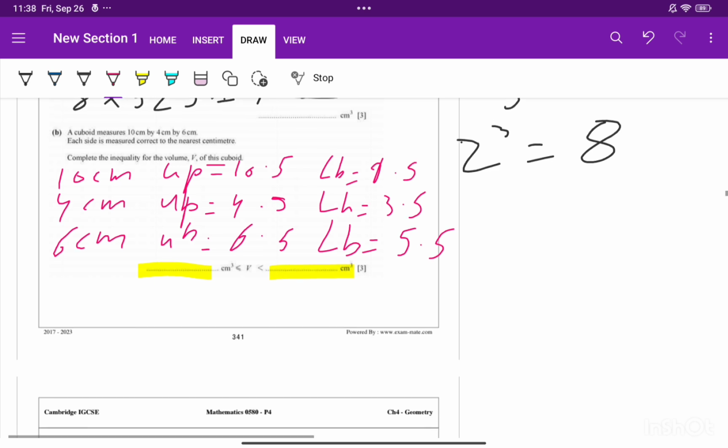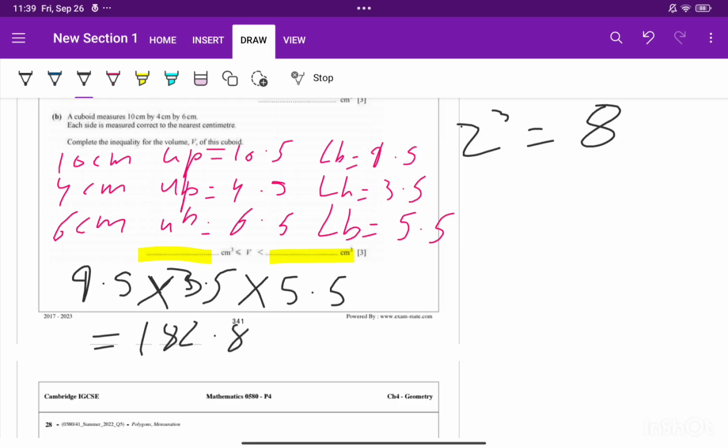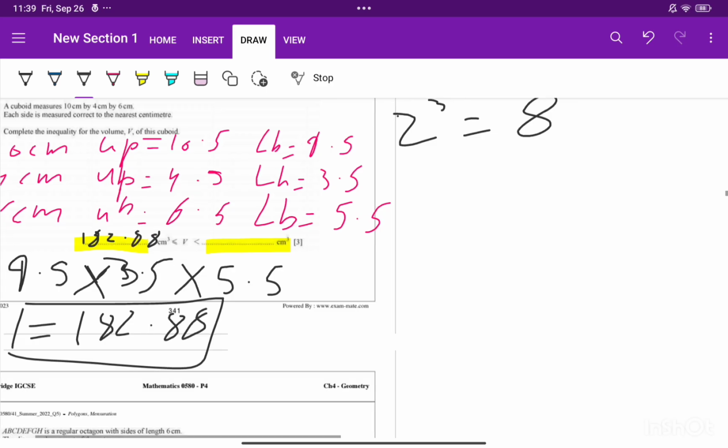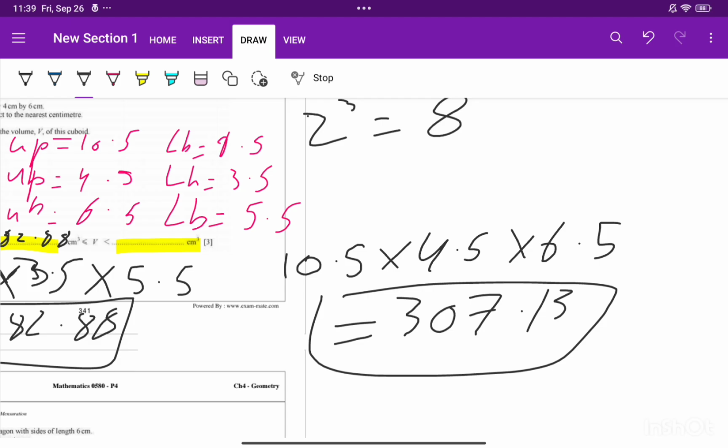Okay, so this is easy. To find the upper bound, we will multiply all the upper bound values, and to find the lower bound we will multiply all the lower bound values. So this means 9.5 multiplied by 3.5 multiplied by 5.5, which will give us the answer 182.88. This is the lower bound. The upper bound is 10.5 multiplied by 4.5 multiplied by 6.5, which will give us the answer 307.13.